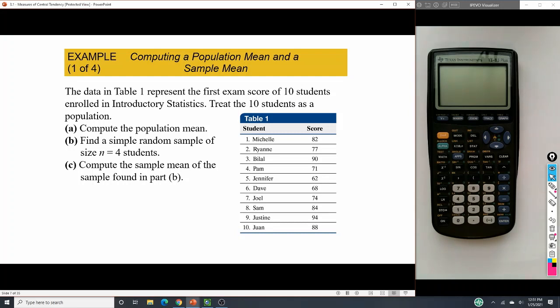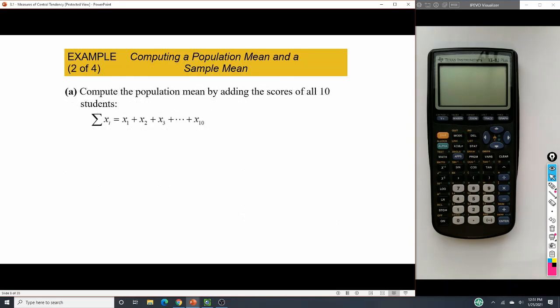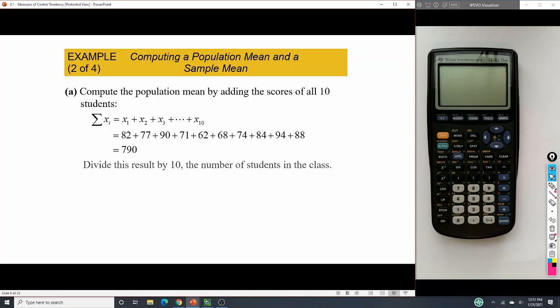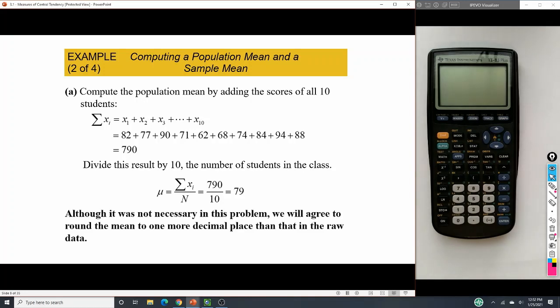All right, so here we can find the population mean, and then we can also break it down into a sample of 4 students, and then look at those pieces. So let's start with the population of all 10. If we add all 10 of those things together, we get 790, and then we divide by 10 to get 79. So the mean of all of the scores for our population here is 79.